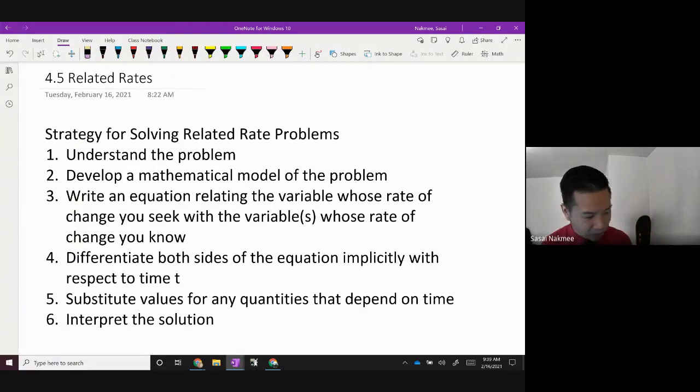Rates of change compared to time. Differentiate both sides of the equation implicitly with respect to time t. Step 5, substitute the values for any quantities that depend on time. And then number 6 is to interpret the solution, right? What does it mean? What do you have here?